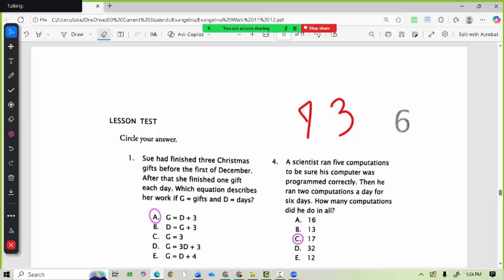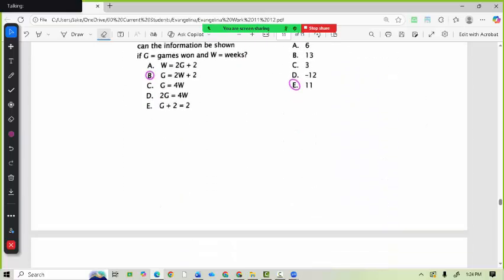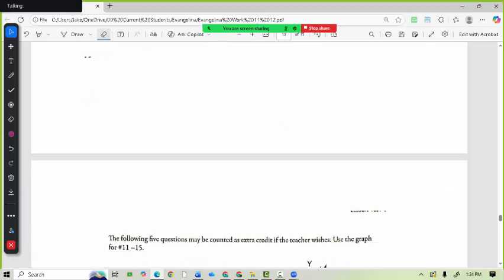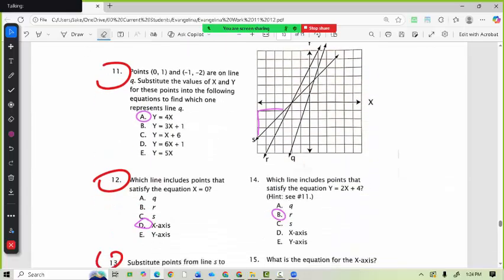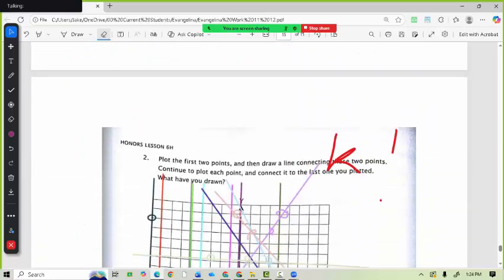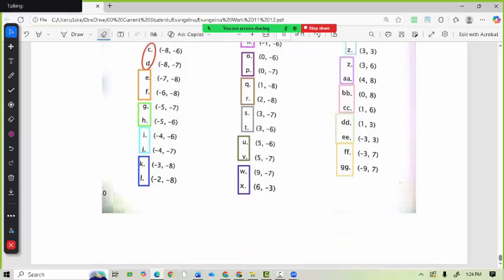All right, and this was test 6. So after you've gone through and fixed all of those, take a look back at these problems. Anything you got wrong here. And great job on the honors lesson. So nothing to fix there.